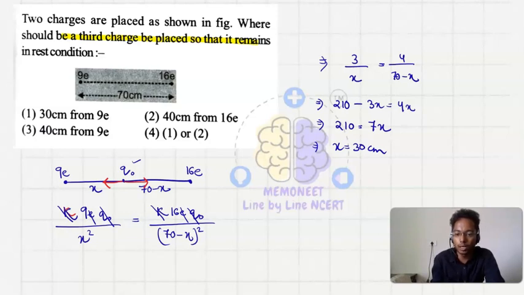And from the 16 electron, okay, from the charge 16e, the Q naught will be placed at 70 minus x, that is 70 minus 30, that is 40 centimeter. So these two options are correct.